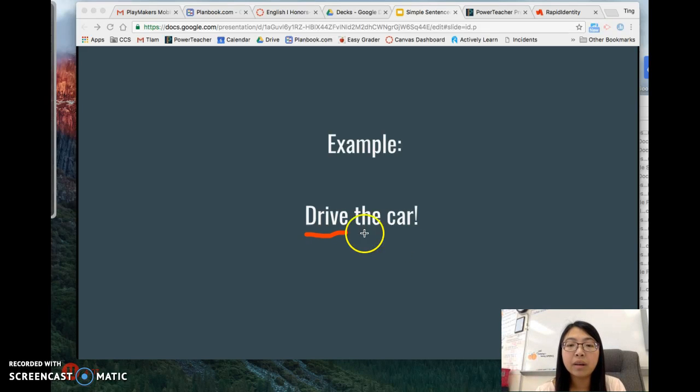All right? But you don't want to circle the car as the subject. You have to think about this rationally. You have to ask yourself the question, who is driving the car? Well, it's whoever you're talking to. It's the person you're commanding.